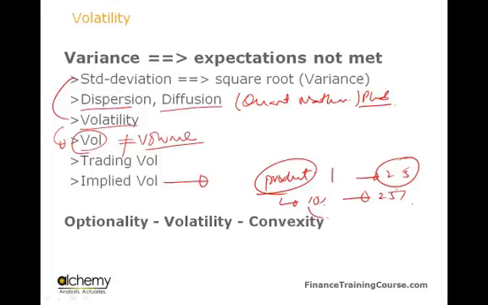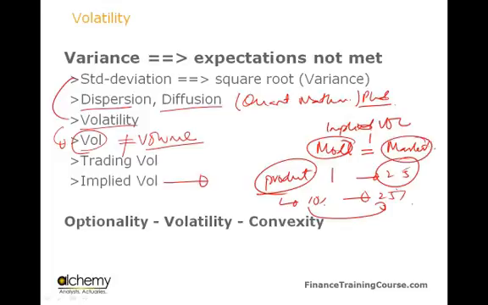This increase in the market's assumption of what the actual realized volatility is likely to be over the life of the contract is the reason why my model price is different from the market's price. So implied vol is the volatility at which my model price matches the market price, right? So that's implied volatility.